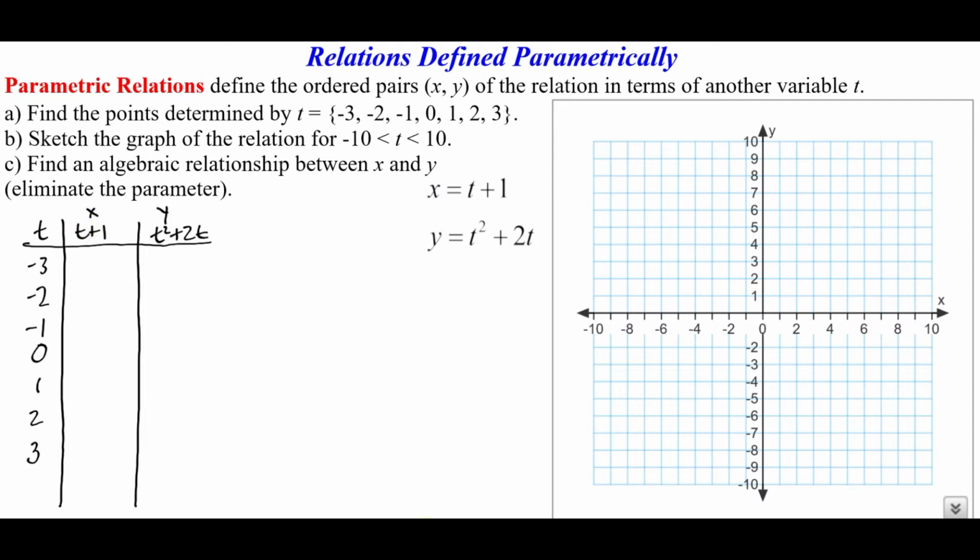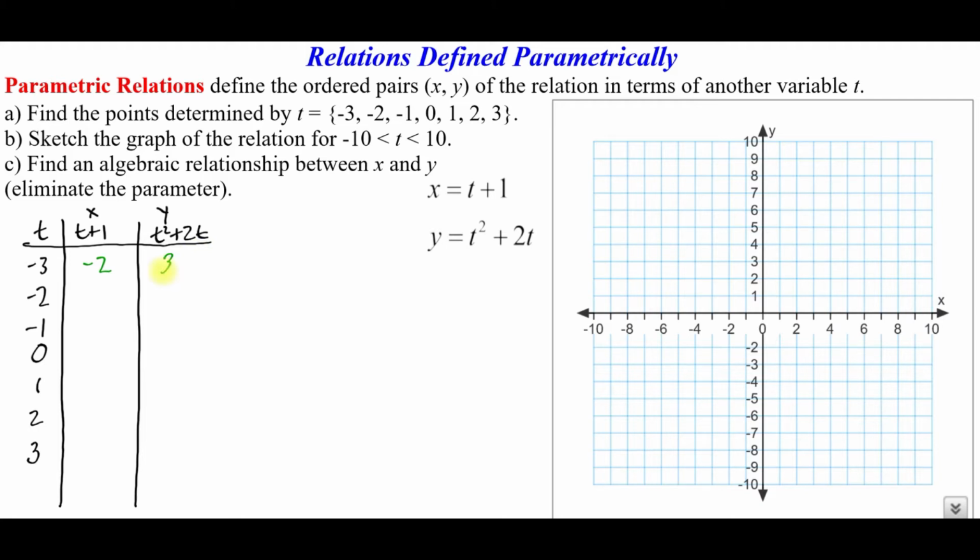So the first thing we're going to do is find the points that are determined by this parametric relationship for t equals -3 to +3, given the integer values. So we're just plugging in values here, and I am just making a chart like you used to do, just like a t-chart. So we just have 3 columns now. When t equals -3, x is going to be -2 because we're going to do -3 plus 1. And then y is going to be -3 squared, so 9, plus 2 times -3, so 9 minus 6, so that's going to give us 3.